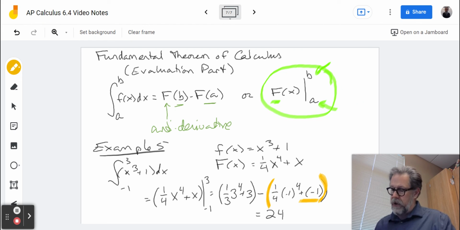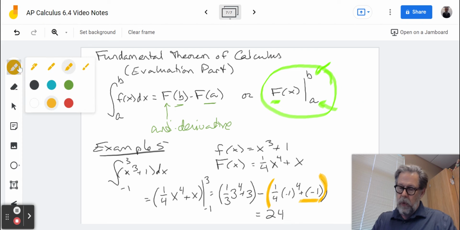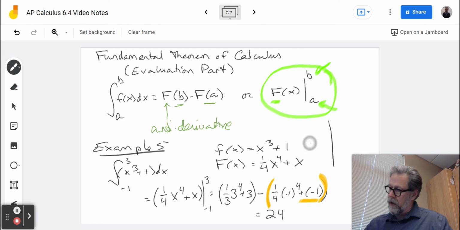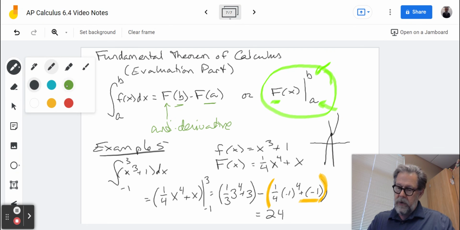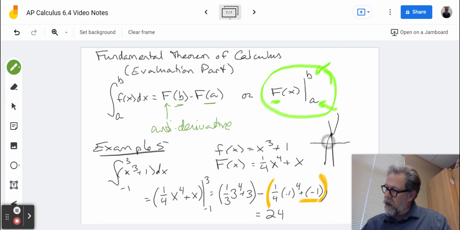So the area under the curve x cubed plus 1 between -1 and 3, and if I were to look at a quick graph of this, there's a vertical transformation, and what I am interested in right here is the area from -1 to 3. All of that is equal to 24.